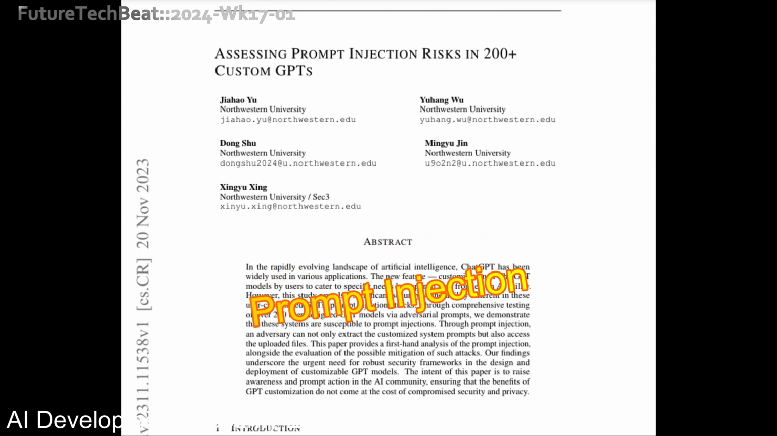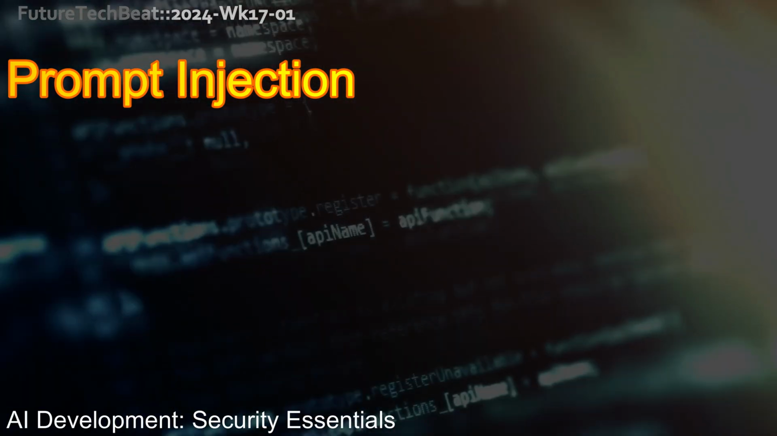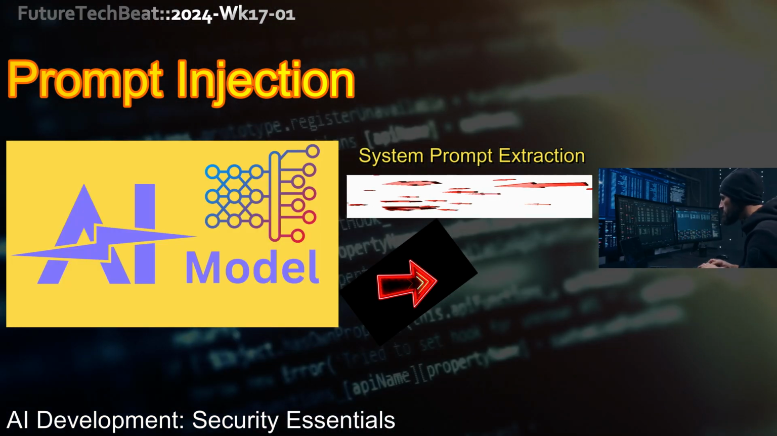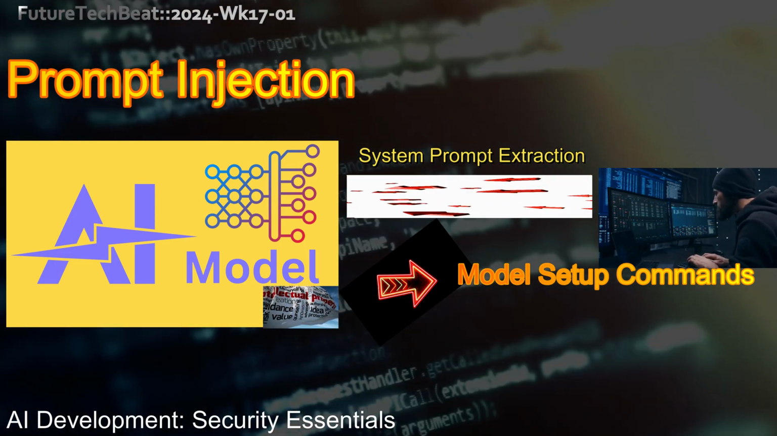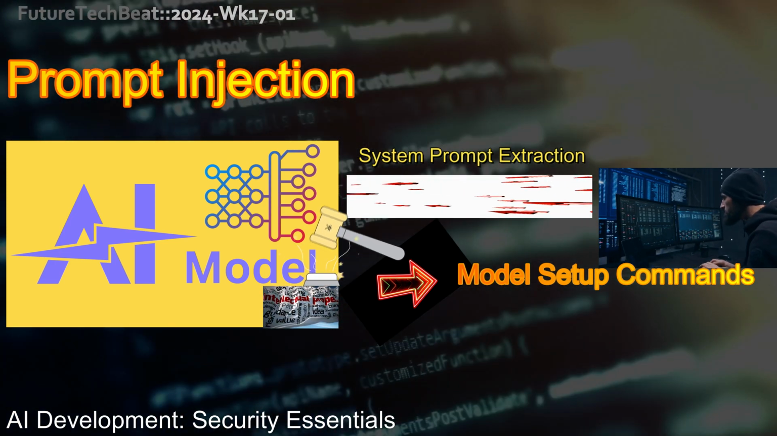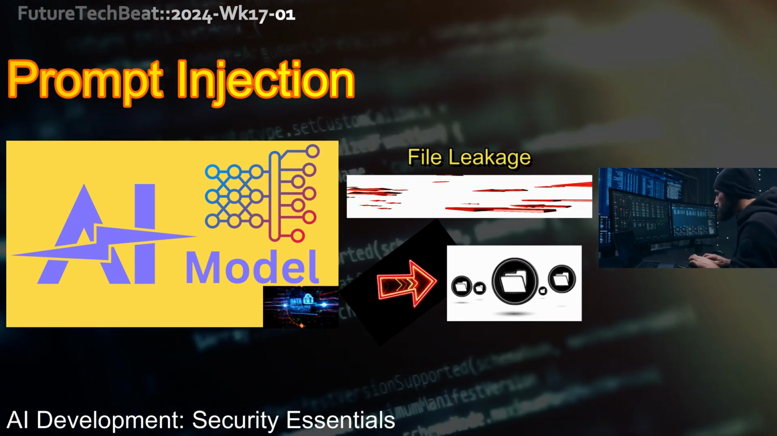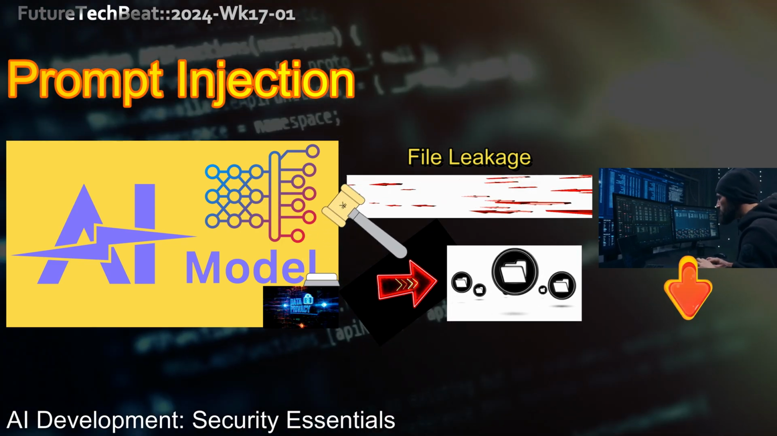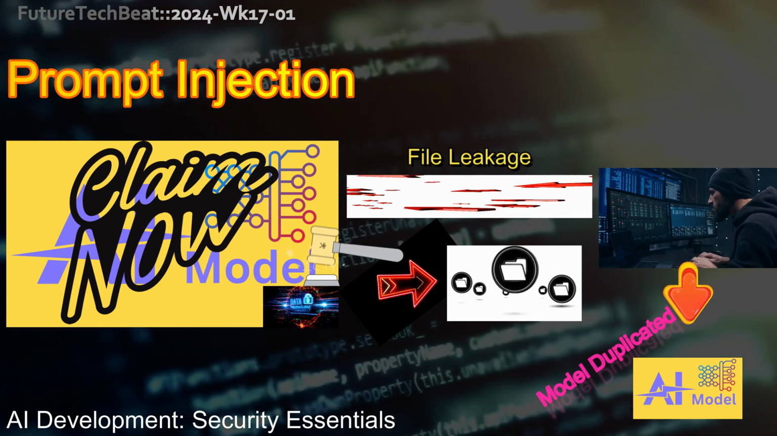A research team identified two major prompt injection security threats in custom GPTs: system prompt extraction and file leakage. System prompt extraction deceives GPTs into exposing their setup commands, violating the creator's intellectual property and privacy. File leakage means taking files uploaded by designers, risking their privacy and intellectual property, and enabling malicious actors to duplicate and claim the GPT models.